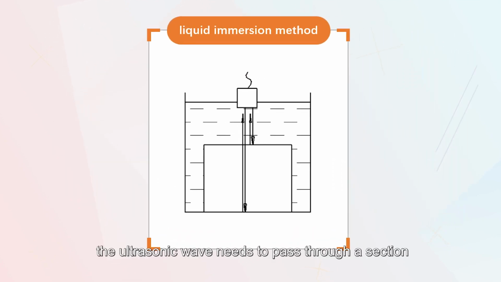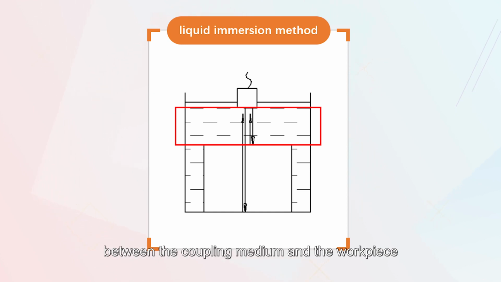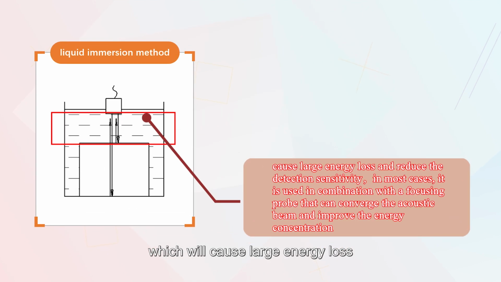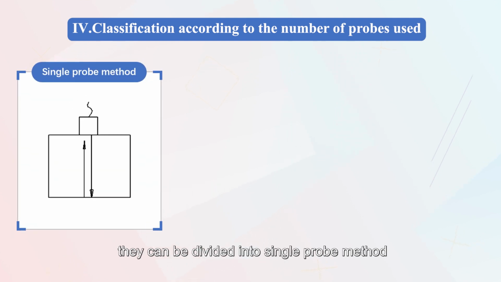However, in this method, the ultrasonic wave needs to pass through a section of the coupling medium before entering the workpiece to be inspected, and interface reflection occurs at the interface between the coupling medium and the workpiece, which will cause large energy loss and reduce the detection sensitivity. Therefore, in most cases, it is used in combination with a focusing probe that can converge the acoustic beam and improve the energy concentration. According to the number of probes used, they can be divided into single probe method, double probe method, and multi-probe method.